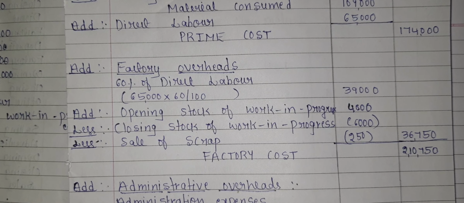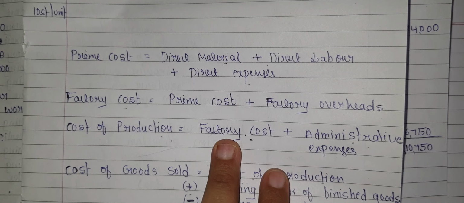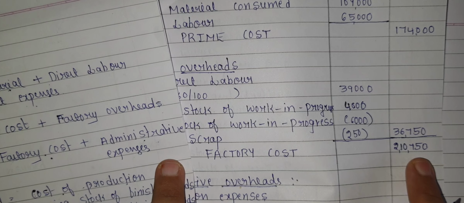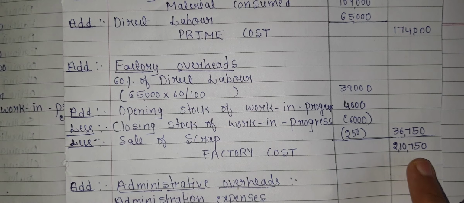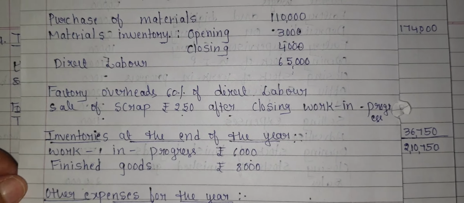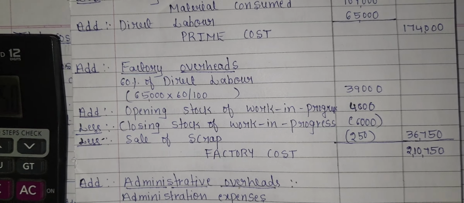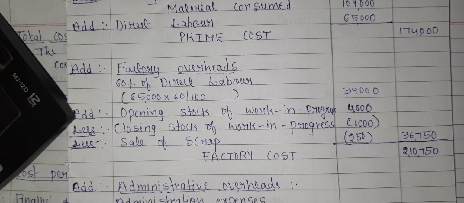Next, what is the third step? In the third step, we have to find out the cost of production. What is the formula? Factory cost plus administrative expenses. We know the factory cost, that is 2,10,750. That is our factory cost. Now we have to find out administrative expenses. See here, administrative expenses 5% of sales. Here sales how much? That is rupees 2,75,000 is our sales.